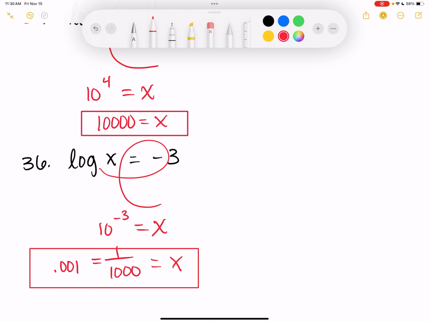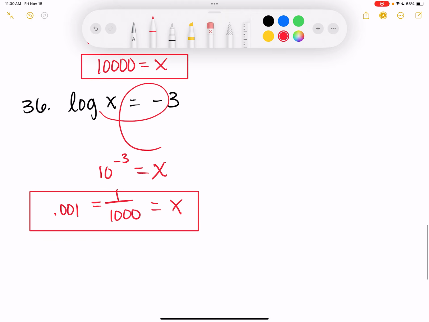So that's all that's in this section. The big stuff is you just got to make sure you know your properties and are able to rewrite things in terms of exponents. So your problems are 1 through 25 odd, 29, 33, and 35.